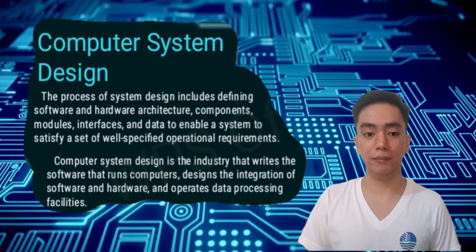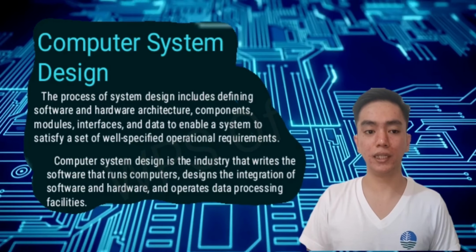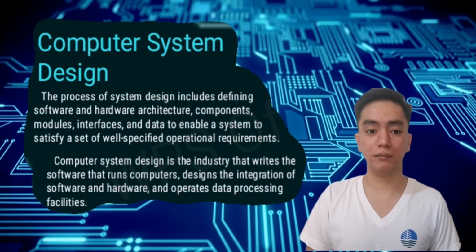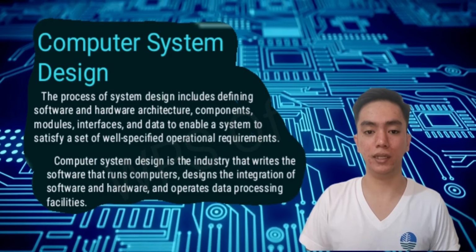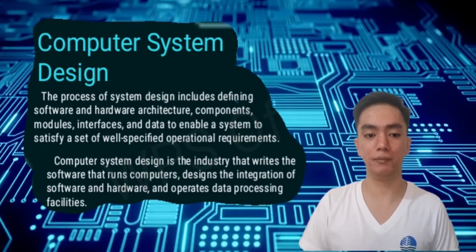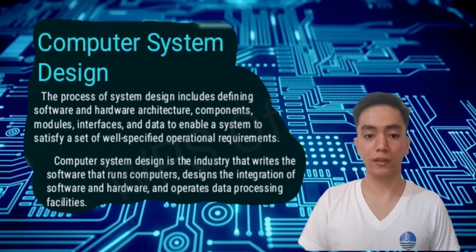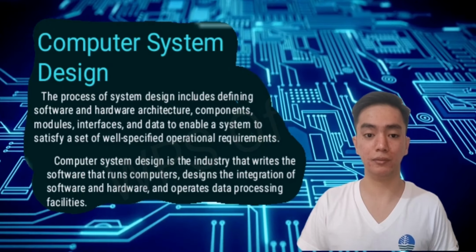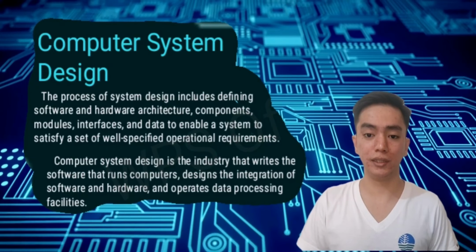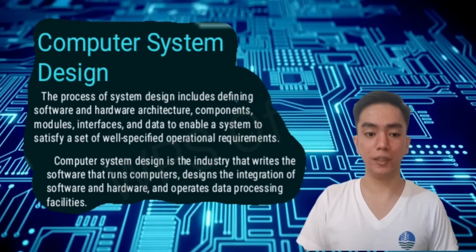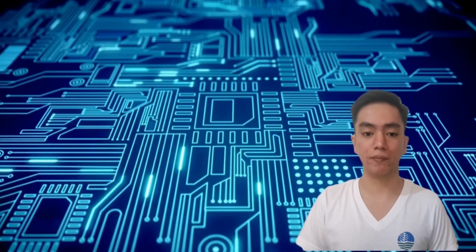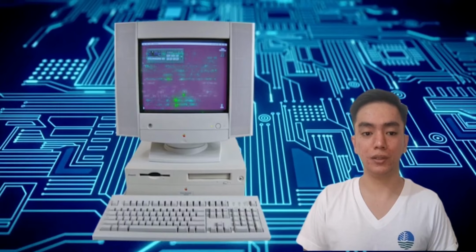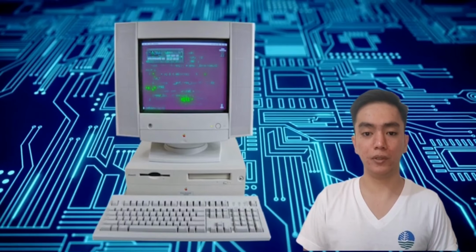System design is the process of defining software and hardware architecture, components, modules, interfaces, and data to allow a system to meet a set of well-specified operational requirements. The industry of computer system design is the one that writes the software that runs computers, designs the integration of software and hardware, and operates data processing facilities. Computerized system design develops enhanced systems for emerging workloads, especially in the area of cognitive computing.